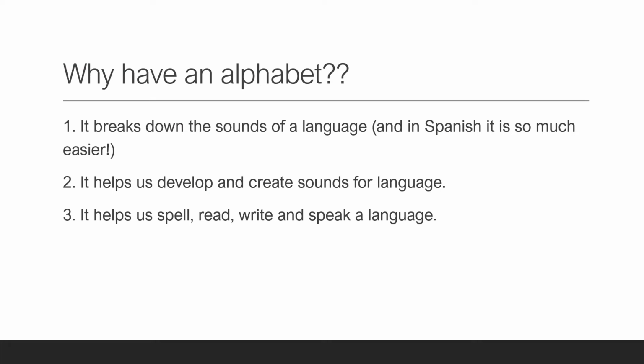Pues vale, ¿por qué tenemos un alfabeto? Why have an alphabet in the first place? First, it breaks down the sounds of a language. And in Spanish, it is so much easier because, like we're going to discuss later on, things tend to stay the same. In English, it is very complex and there's a lot of combinations that sound different a lot, but in Spanish, it's going to remain very similar.